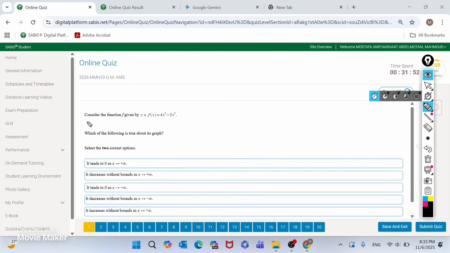Okay guys, consider the function f given by y equals f of x equals 4x squared minus 3x cubed. Which of the following is true about this graph? For this question, you're just going to put a very large number in x.